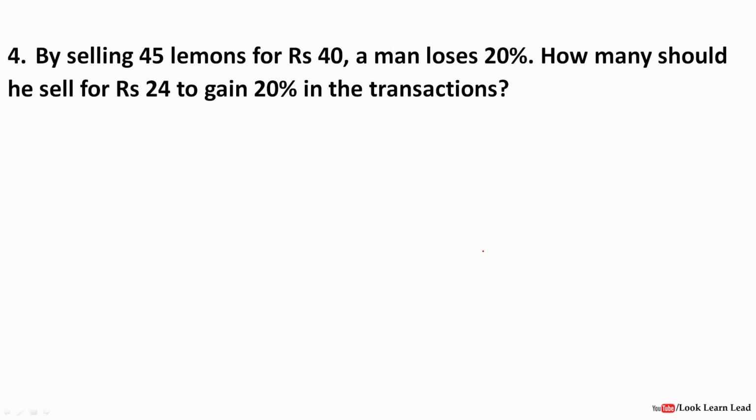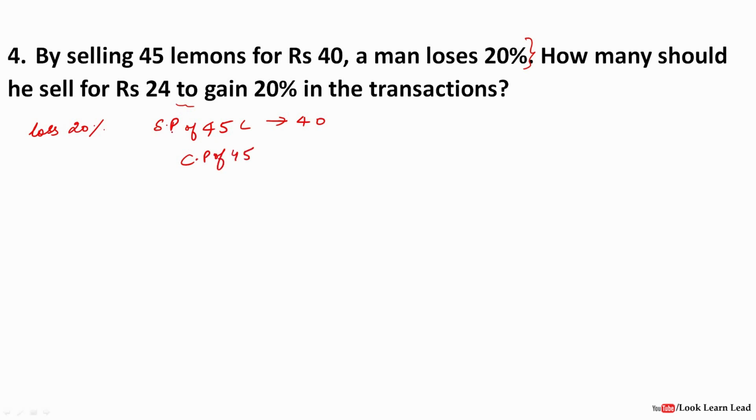By selling 45 lemons for rupees 40, a man loses 20%. So this is the first case. How many should he sell for 24 to gain 20% in the transaction? So let's see the first case. In the first case, the loss is 20%. So selling price of 45 lemons is equal to rupees 40. Okay. So what would be the cost price of 45 lemons?